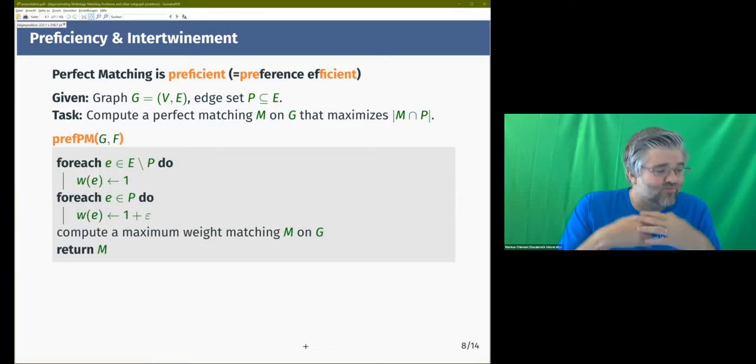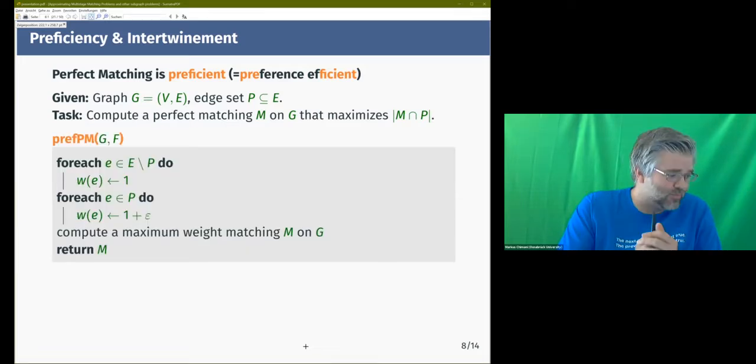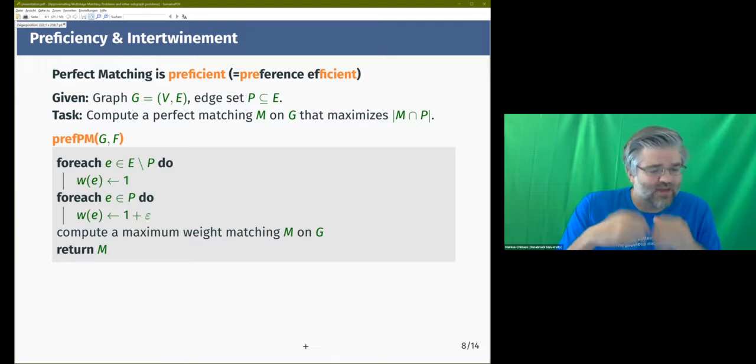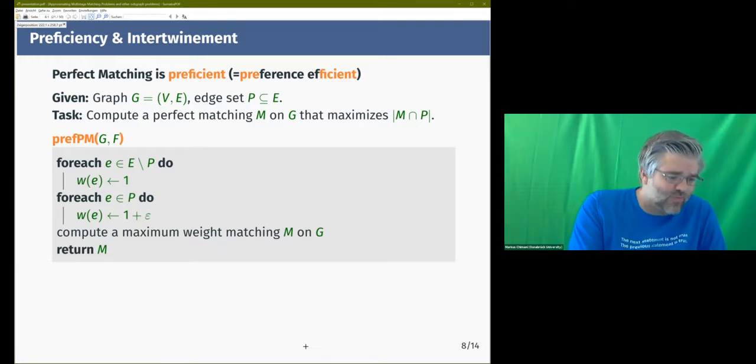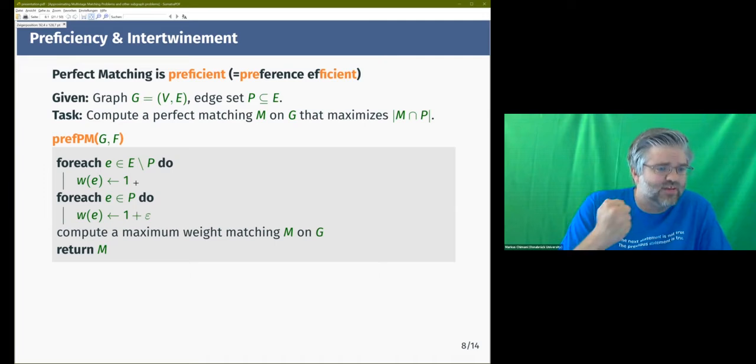And this is, of course, very trivial to do for a perfect matching, because you can compute the maximum weight matching in polynomial time, and for the edges that you prefer, you give them a slightly higher weight than the other edges, and then this is just what comes out. You will get a perfect matching with as many preferred edges as possible. So that's very trivial to do, and therefore we see that perfect matching is so-called proficient.